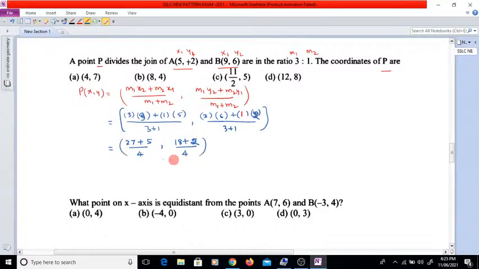Now this is equal to 27 plus 5 is 32 divided by 4 comma 18 plus 2 is 20 divided by 4. So 4 eights are 32, 4 fives are 20. So P of x, y equals (8, 5). So this is the answer. Which option? 8 comma 5.